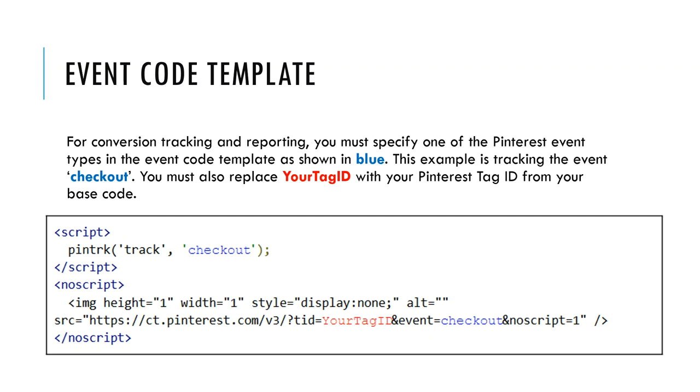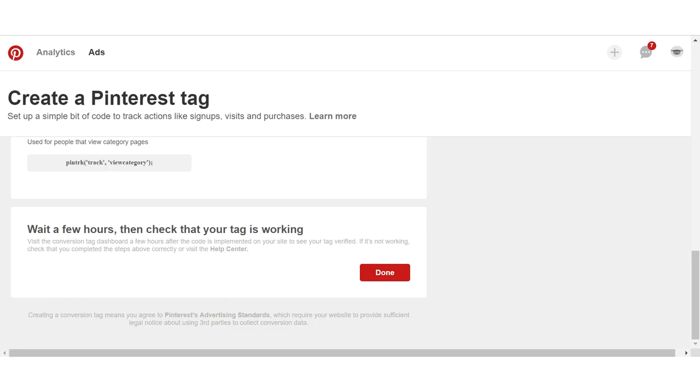To make it easy on you to simply copy and paste this event code template, check out the external resources link from this lecture, and there you'll be able to copy and paste these varying event code templates. Once you have your base code installed and any specific event codes installed on your website, click the Done button on this Pinterest tag page.